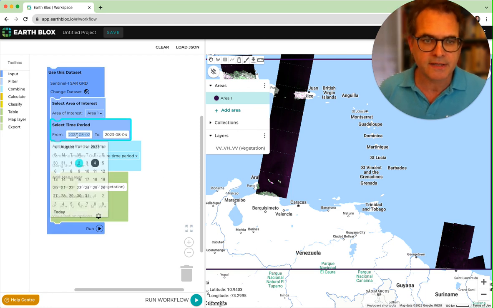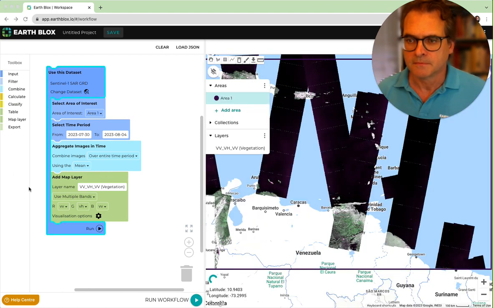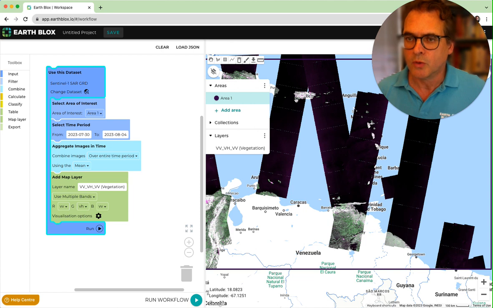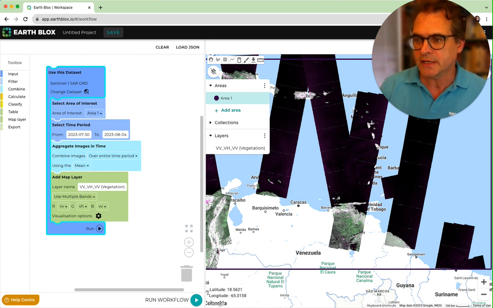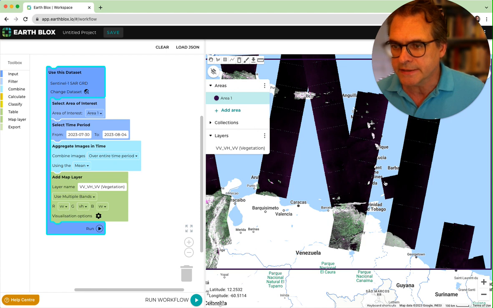So let's expand the time, we'll go back to the beginning of the week. We'll see if we get more data. So you see that if we have included a few more days, we're now getting more strips in this area. Each of these strips is composed of a collection of scenes. Just beneath Barbados here, you can see an individual scene that's been collected.